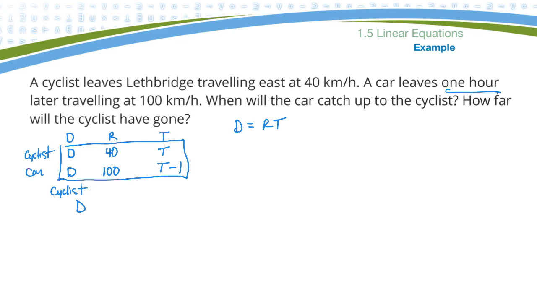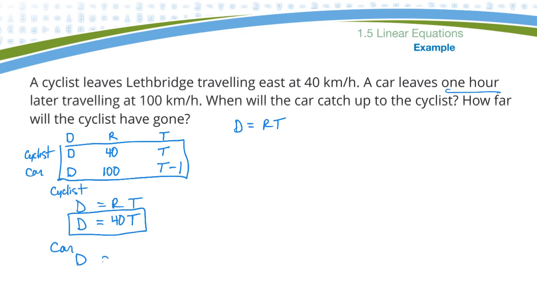Let's use the formula. Distance is equal to rate times time. So its distance is, we don't know, is d, but then its rate is 40 and its time is t. Okay, so there's a relationship between d and t. Let's look at the car.